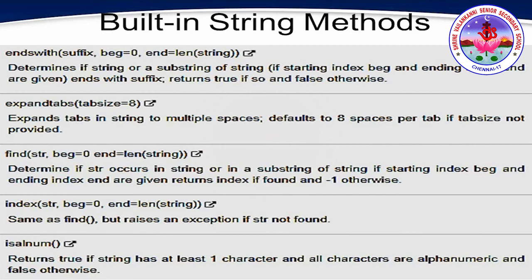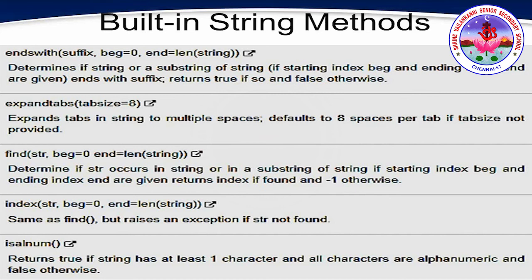Find of str comma begin is equal to 0, end is equal to len of string. So it determines if str occurs in the string or in a substring of the string, if the starting index begin and ending index end are given. It returns the index if found, otherwise it returns -1. So index of str comma begin is equal to 0 and end is equal to len of string. So same as find. Here it raises an exception if str is not found.